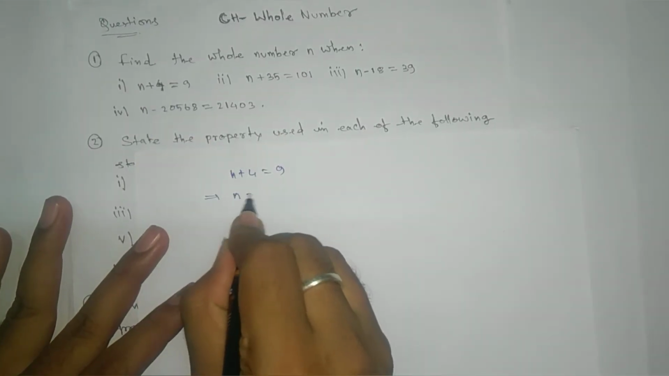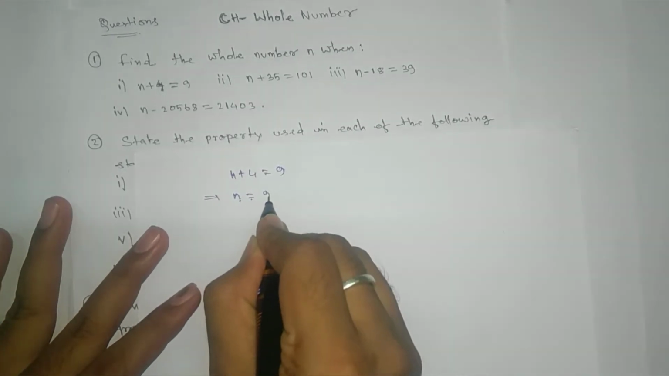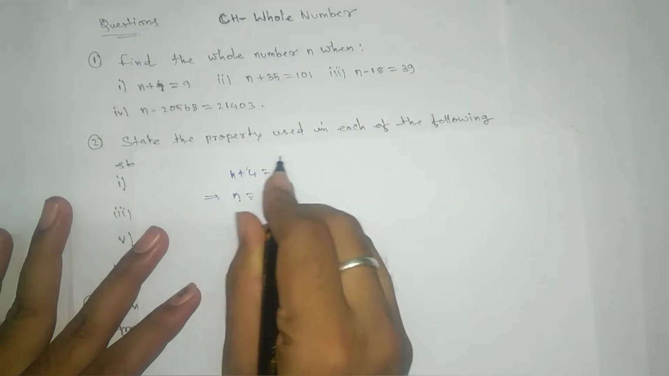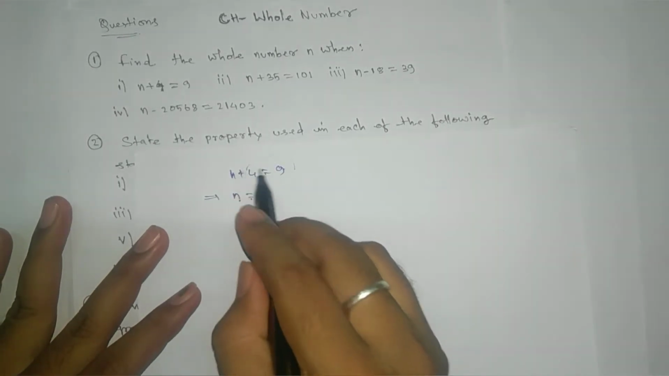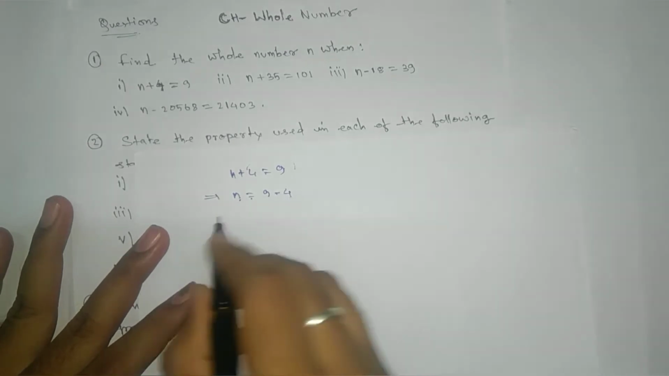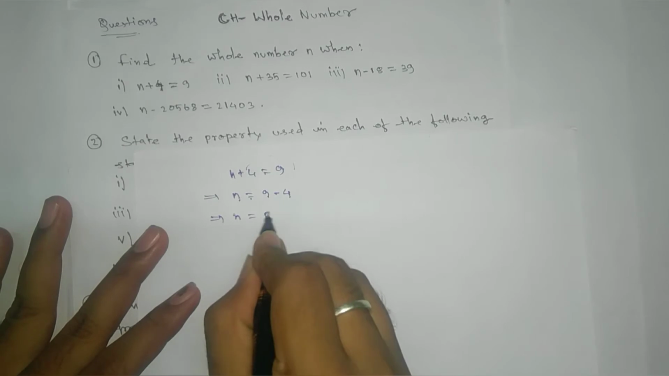That means we'll take our n like this, equal to 9, and whatever number you take to this side, it will replace the symbol. That means if it is plus, we'll get minus here. So our answer will be n equals 9 minus 4, that is 5.